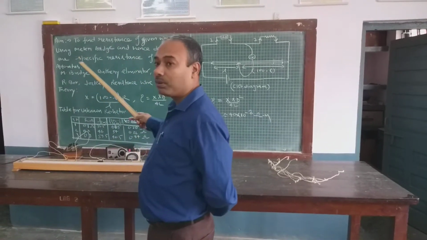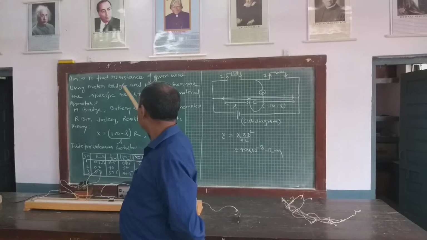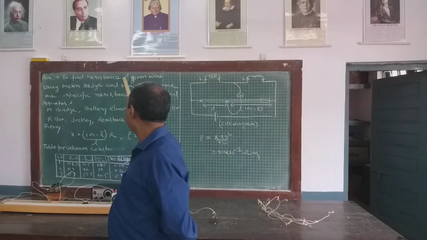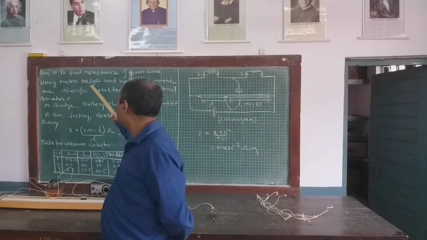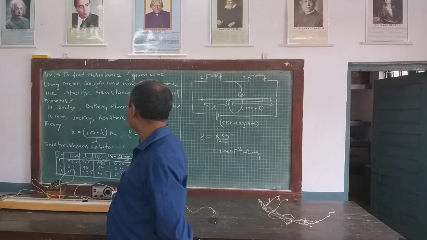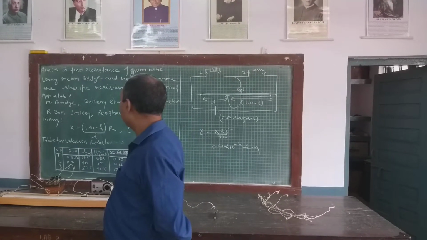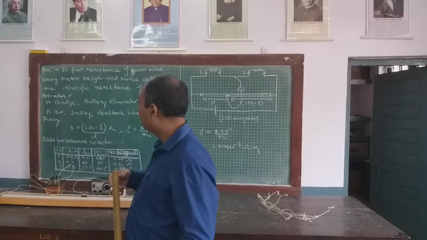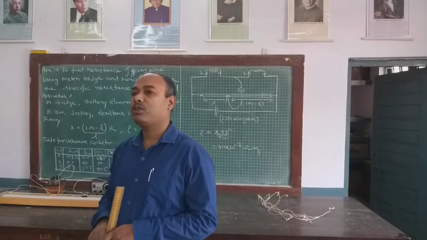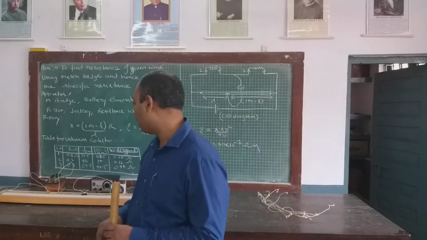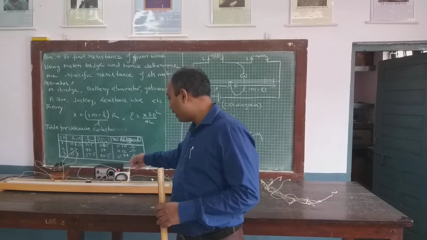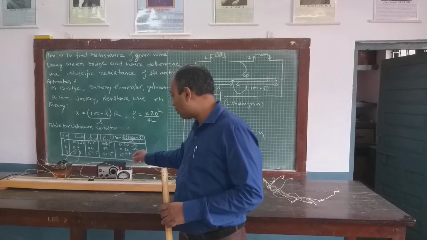All of you can see on the board the aim of this practical has been written, and the aim is to find the resistance of given wire using meter bridge and hence determine the specific resistance of its material. That is, we have to find out the resistance of a given wire by using the meter bridge, and also we have to find out the specific resistance of a material. Material is in the form of the wire. We have to find out the specific resistance of this material.